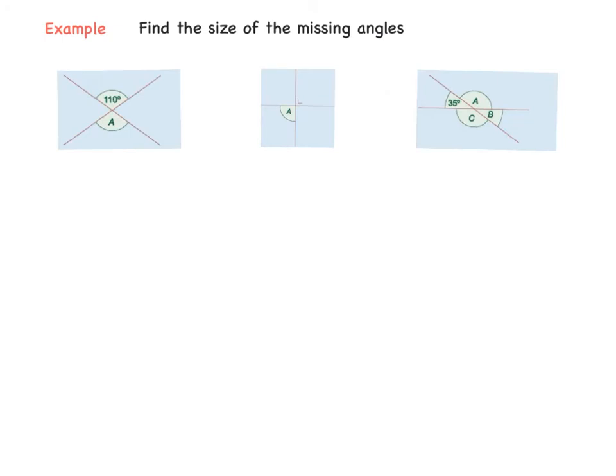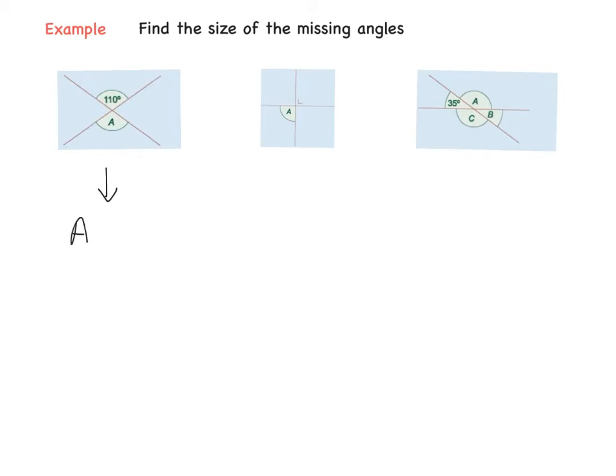Okay, let's start with activity number 1 then. We need to find the size of the missing angles. So look at the first diagram. We have two lines in here, we have the point of intersection, and we know these angles are vertically opposite angles, and they have the same measurement. They are the same size. So in here they're the same, in here they're the same. A and C are the same. This one and that one are the same.